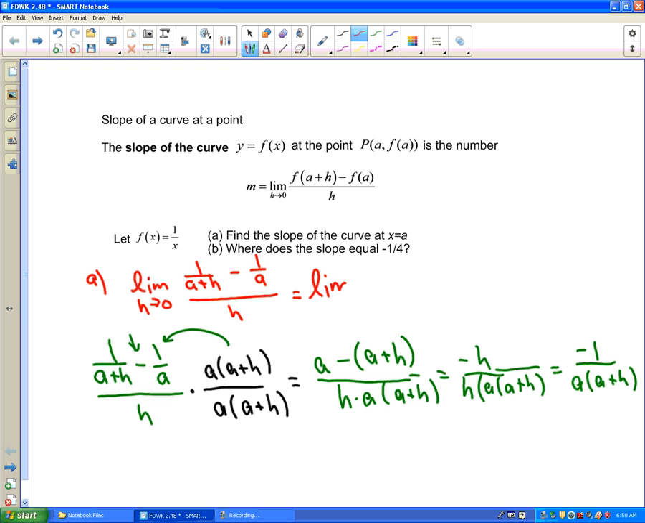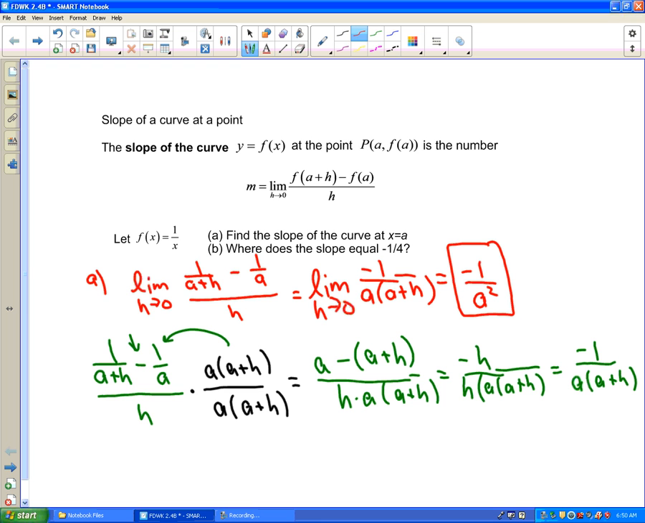So the limit as h approaches 0 of negative 1 over a times a plus h. Remember, the limit of a constant is itself, so the limit of negative 1 is negative 1. And in our denominator, a is going to stay, and a plus h is going to approach a as h gets closer to 0. So we have a times a, or a squared.